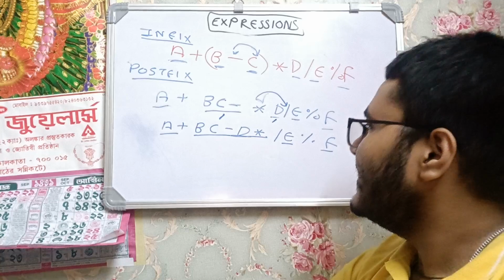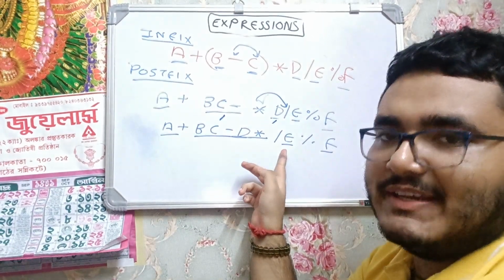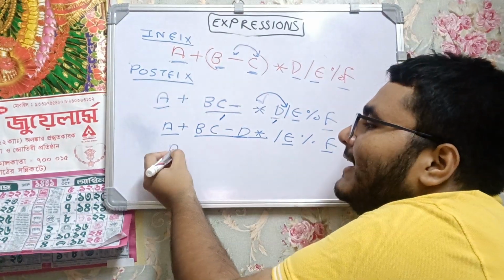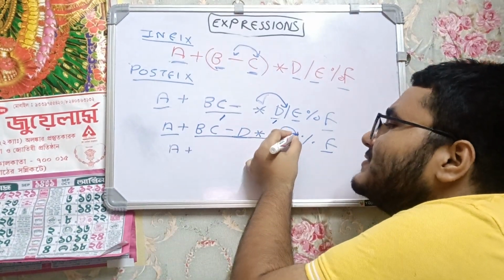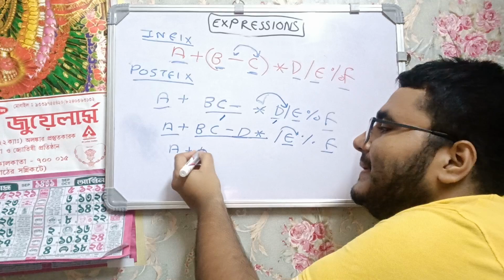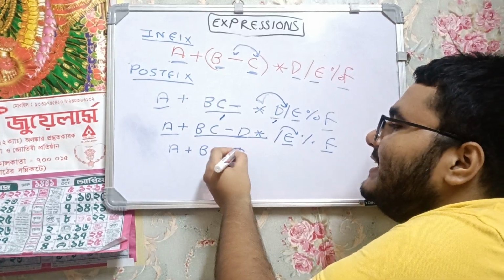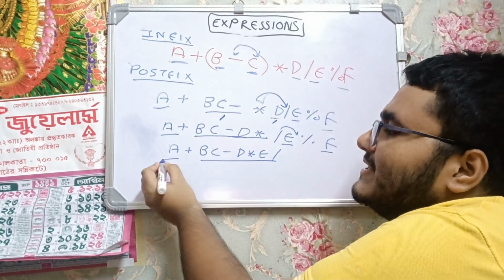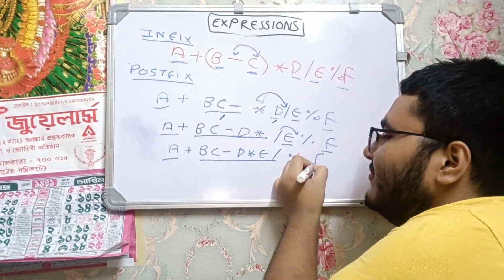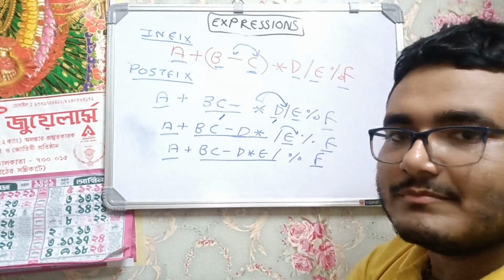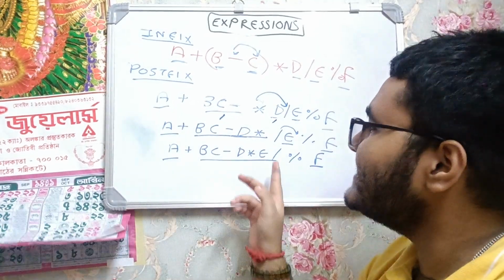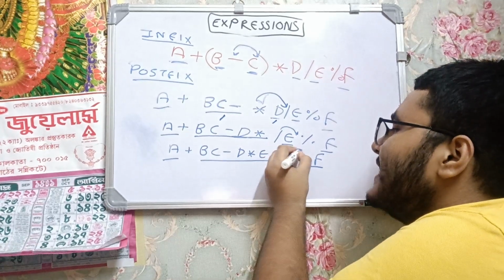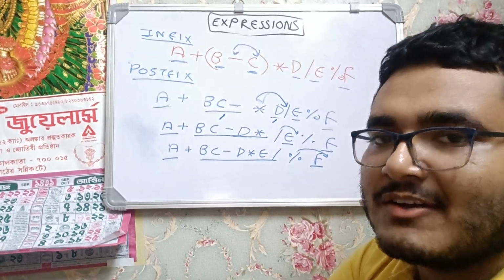Division. Who is the second operand for this? E, right? E is the second operand. So A plus, so this needs to be transferred, B C minus D into E by, okay, this whole thing, modulo F. Fine. Who is having the next highest priority? Modulo. So transfer it toward after the next second operand.